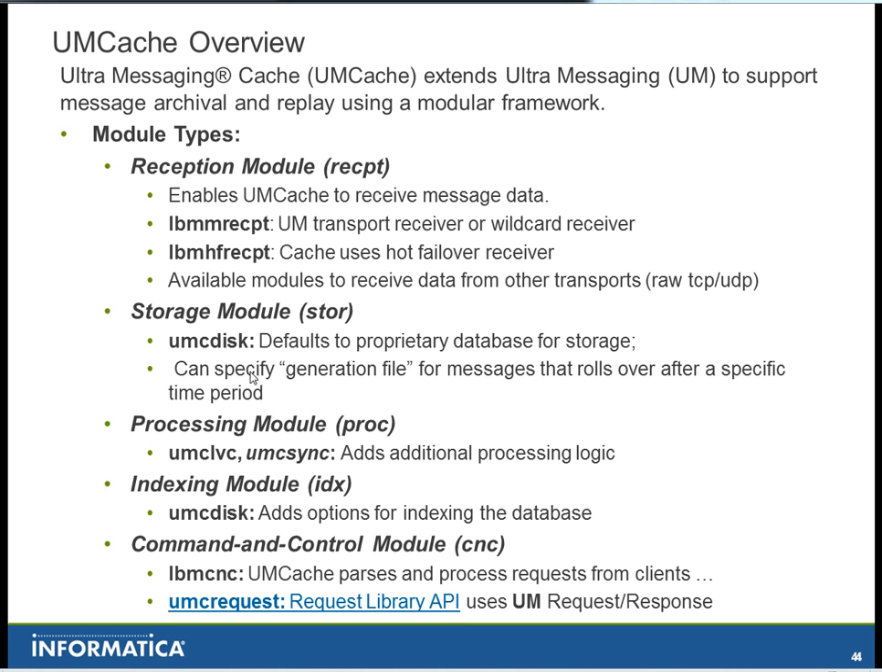The UMCache extends Ultra Messaging to support message archival and replay using a modular framework. There are 5 types of modules. There's a reception module that enables the UMCache to receive message data, a storage module that determines how those messages are stored, a processing module that adds additional processing logic optionally, an indexing module that adds options for indexing, and a command and control module that processes requests from clients.